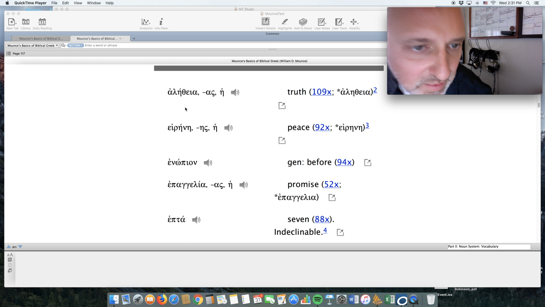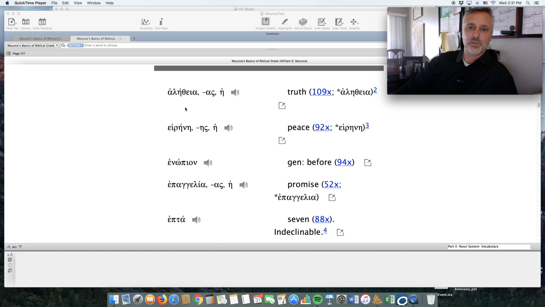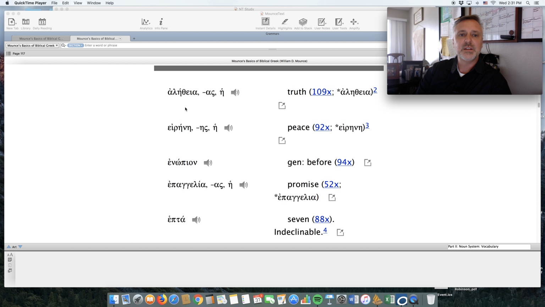Aletheia. Aletheia means truth. So I am the way, he hodos, he aletheia, the truth, and the life, he zoe. And we saw that in John 14 as we were reading through that portion.